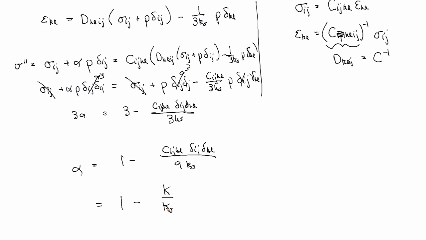So it turns out, to go back to Terzaghi's definition, that for a sand, like he dealt in soils a lot, this thing is almost 0. And so then you're just left with 1, and you get back Terzaghi's definition of effective stress.